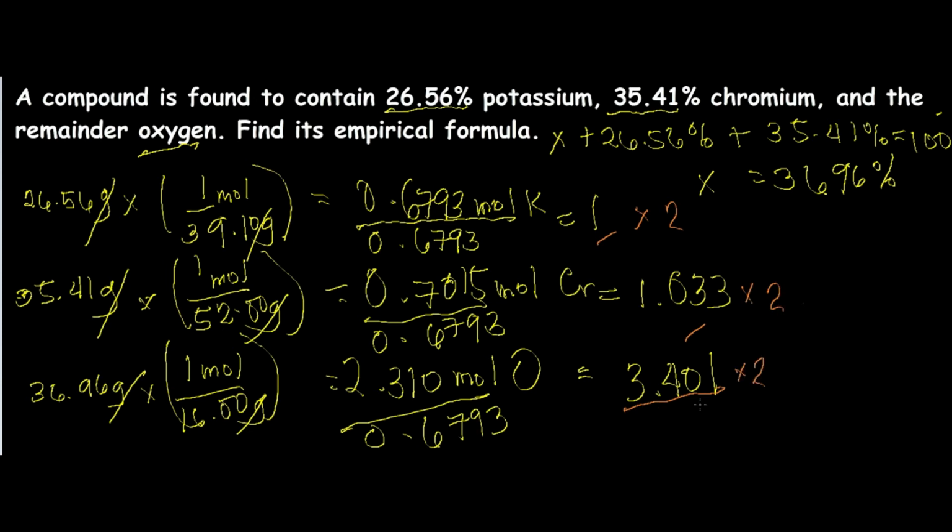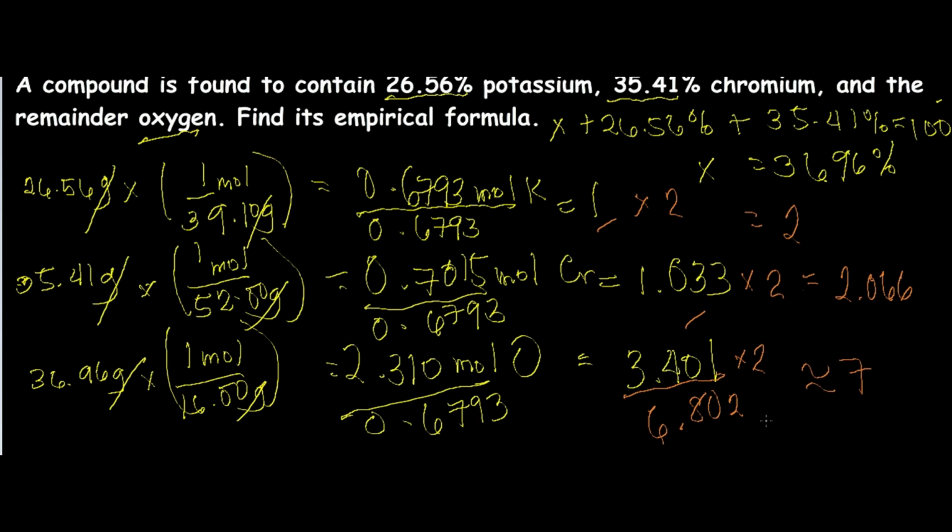Okay, so if we multiply this by 2, we will have 6.802, and this is equal to 7 if you round it off. Then chromium will have 2.066, and for potassium, we have 2. The empirical formula will be K2Cr2O7.